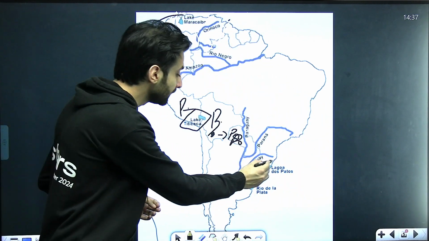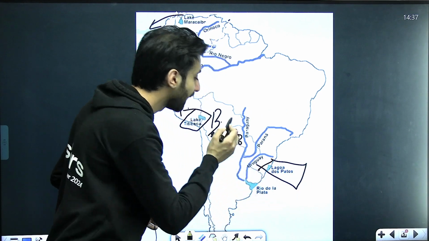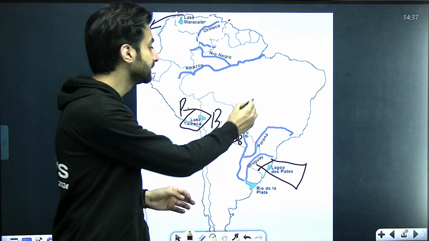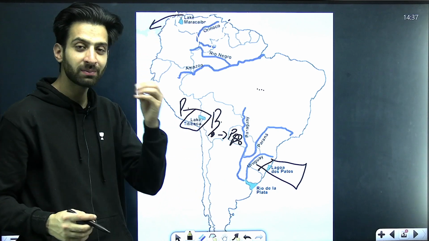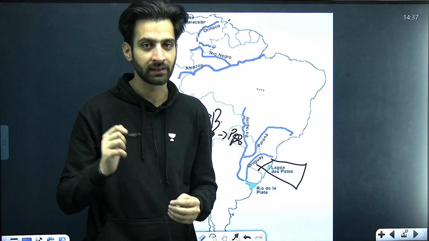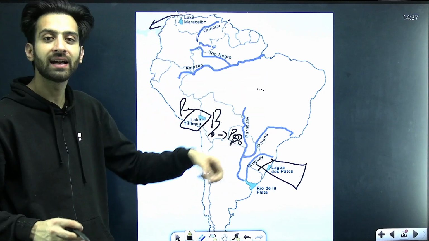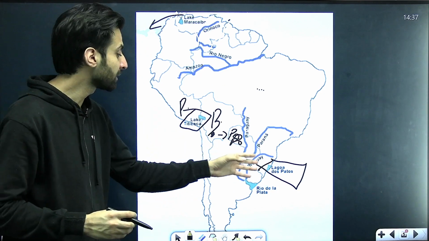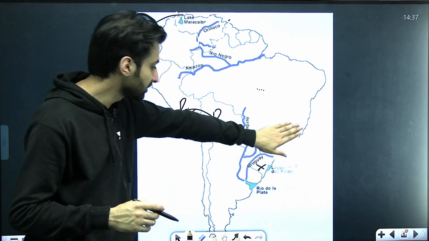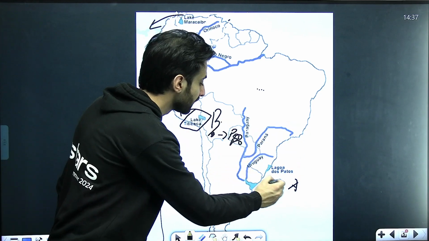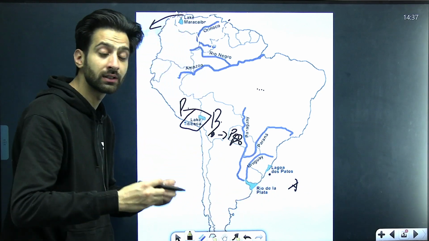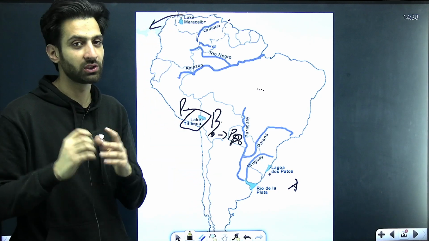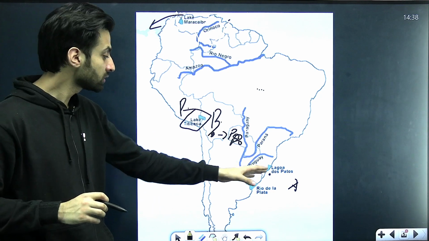Coming to another very important lake, that is Lagos dos Patos, or Lake Patos. It is located in Brazil. This is Brazil. If you don't know about the countries, please go through the political mapping lecture once, so that you get an idea of the locations that we are discussing. Now, this is Lagos dos Patos, located in Brazil. This is the Atlantic Ocean, and the lake is located on the coastal area. That is why it is a brackish water lake. Is it clear? Lagos dos Patos.